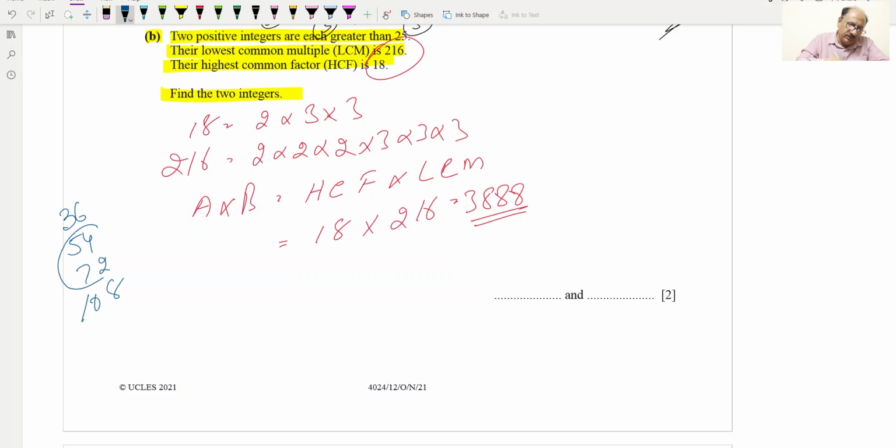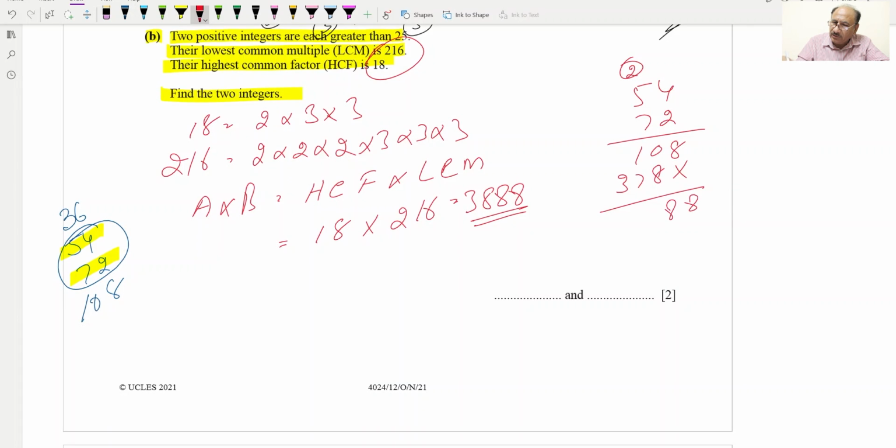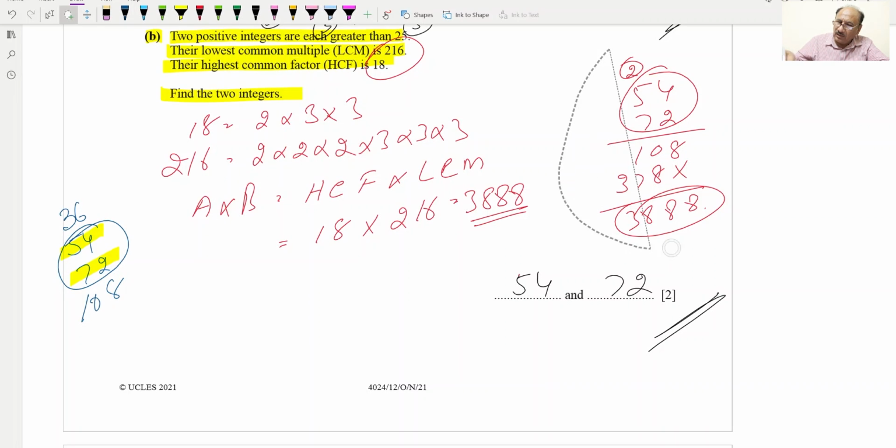So if we multiply these two, we will get 3888. If we multiply quickly, this will be 8 and this will be 10, and 7 fours are 28. So 2 and 35 plus 2 will be 37. So this will be 8, 8 and 3. So these two numbers, if we multiply, result in 3888. So 54 and 72, these two numbers will be our answer.